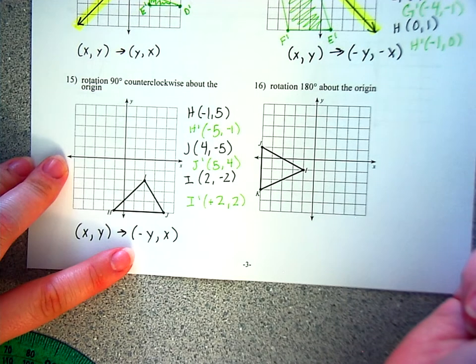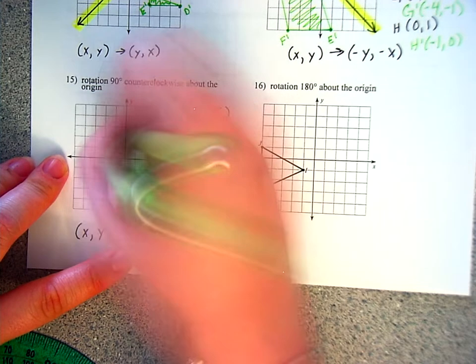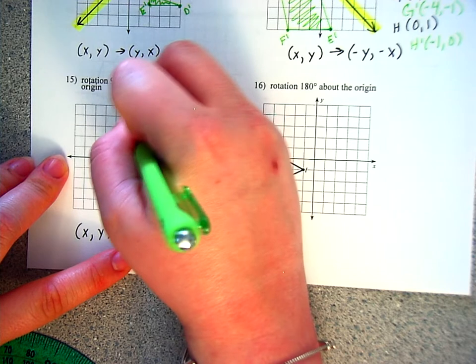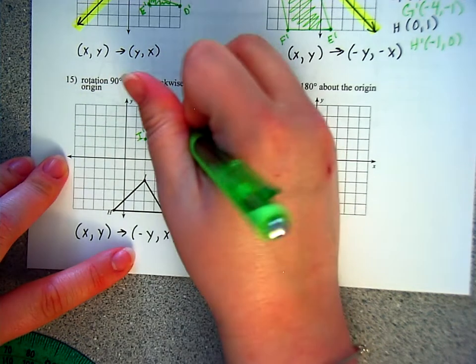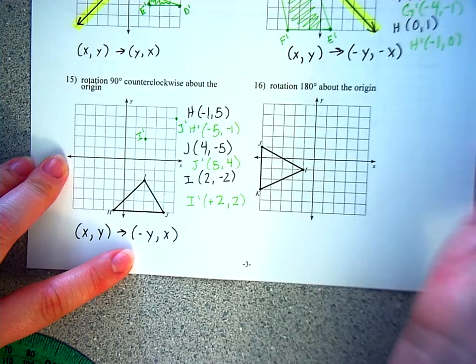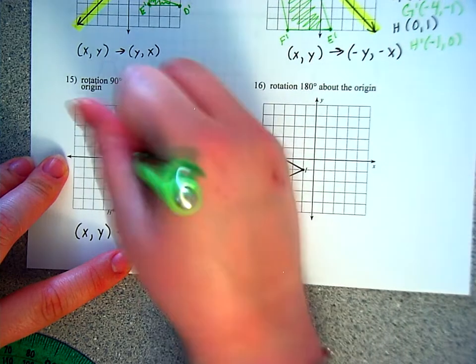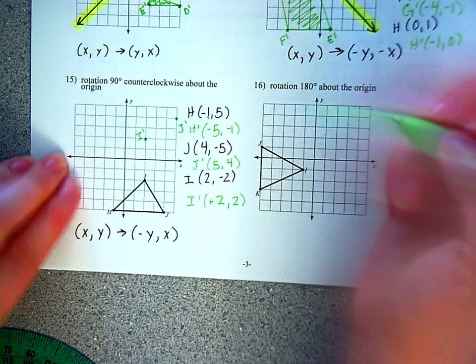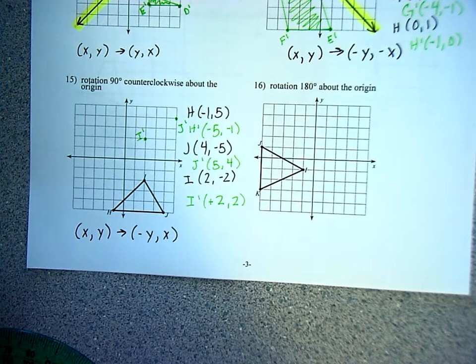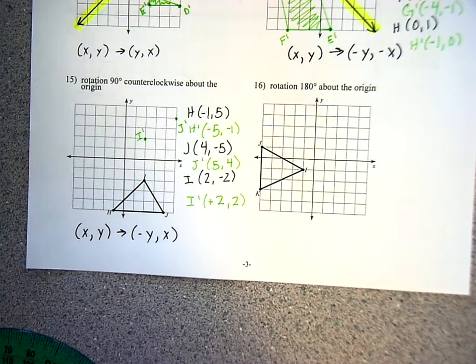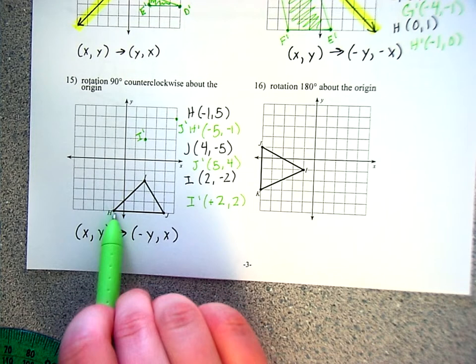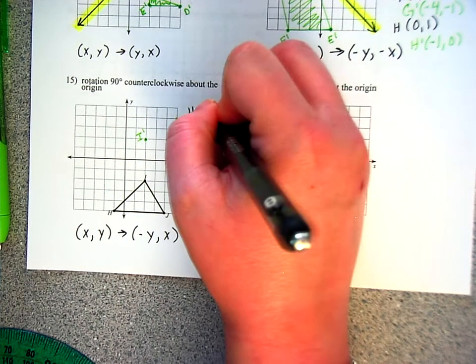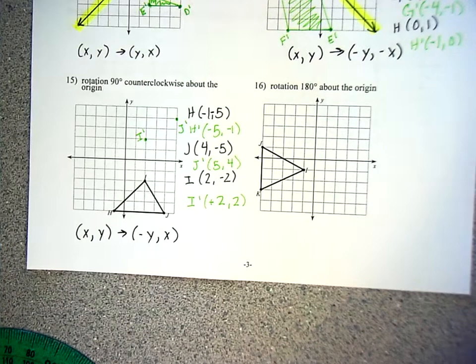So I prime is here. J prime is at +5, 4. And then H prime is at -5, no, that can't be right. H is at -1. There we go, found my mistake. So H is at -1, -5, which means H prime is at +5, -1. There we go, that makes more sense.